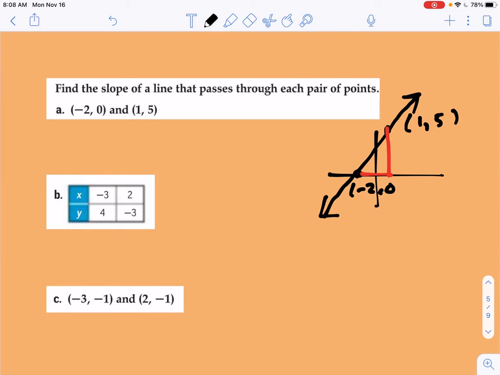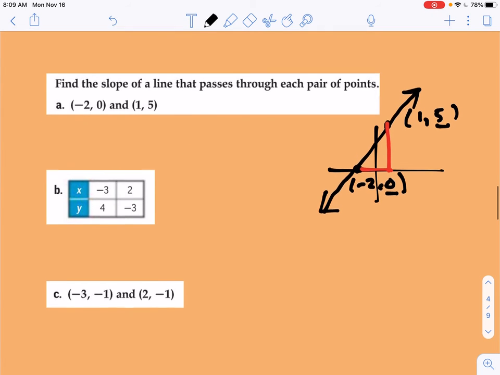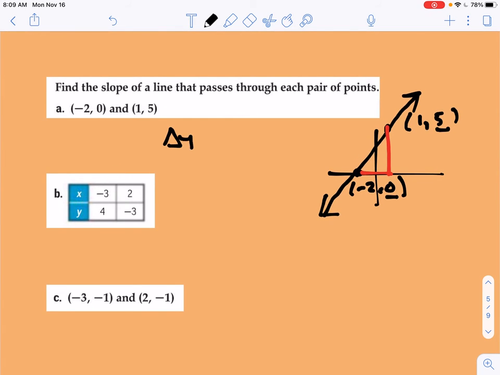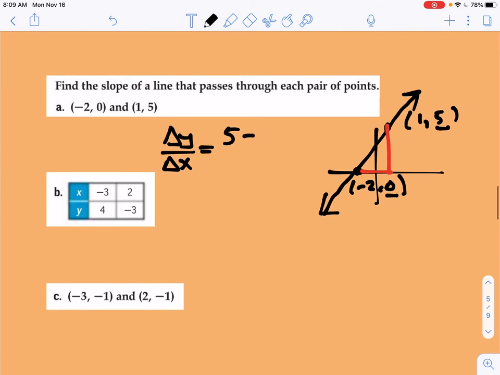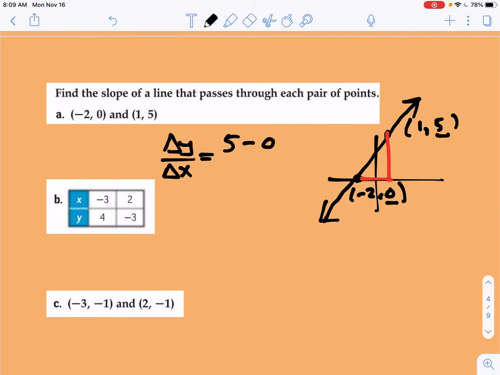The reason I know that is because my y-coordinate right here is 0, and my y-coordinate right here is 5. So the difference between 5 and 0, what I'm doing is figuring out my change in y. That's what that triangle means, change in. It's the Greek letter delta. So my change in y is 5 minus 0. I'm figuring out using this one and this one. I'm just doing 5 minus 0.